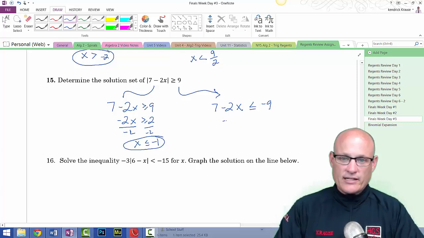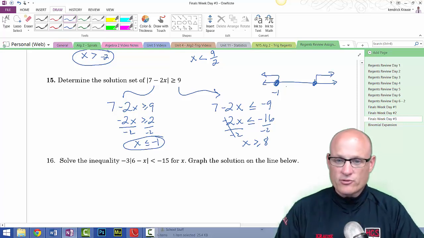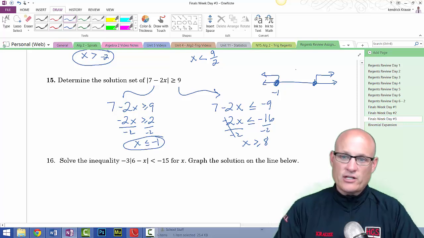Subtract 7, I get negative 2x is less than or equal to negative 16. Divide by negative 2, divide by negative 2, and I get x is greater than or equal to 8. I'm not sure about this, but I think it's an "or." We got a negative 1 down here, closed circle going this way, and I have an 8 here, closed circle going this way. By the way, you would never have two arrows going in the same direction. You must have messed something up if that's true. This is clearly an "or."